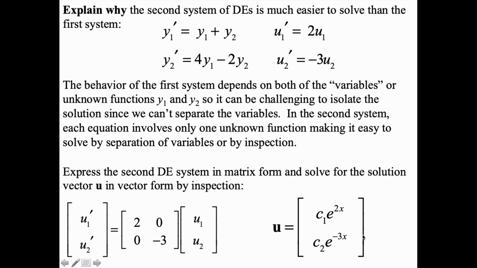You could easily do a quick check. What's the derivative of c1 e to the 2x? Well, that would be, let's think, c1 times 2 e to the 2x, or 2 times c1 e to the 2x, again, twice the original, and you get similar outcomes here with the second component of u vector.